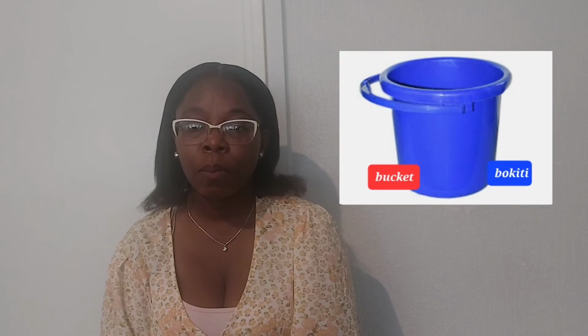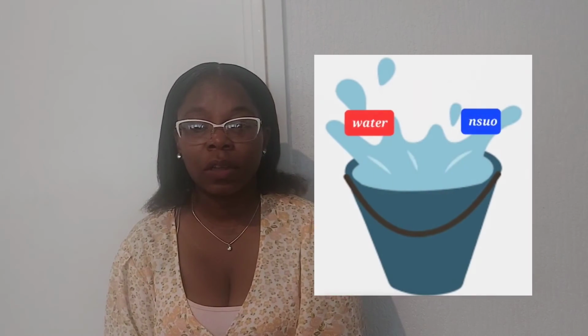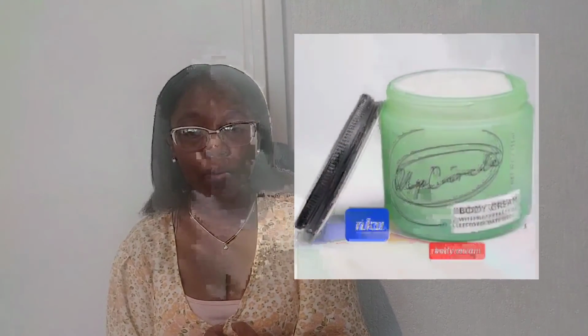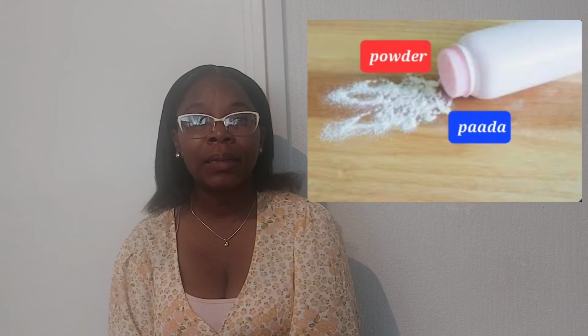Okay, now let's do turn taking for the ejare or the bathroom items. My turn, then your turn. Bucket, bokiti. Water, nsuo. Soap, samina. Sponge, sapo. Towel, mpepahu. Mirror, ahwehwe. Comb, afe. Cream or pomade, nku. Powder, powder. Perfume, eduhem.